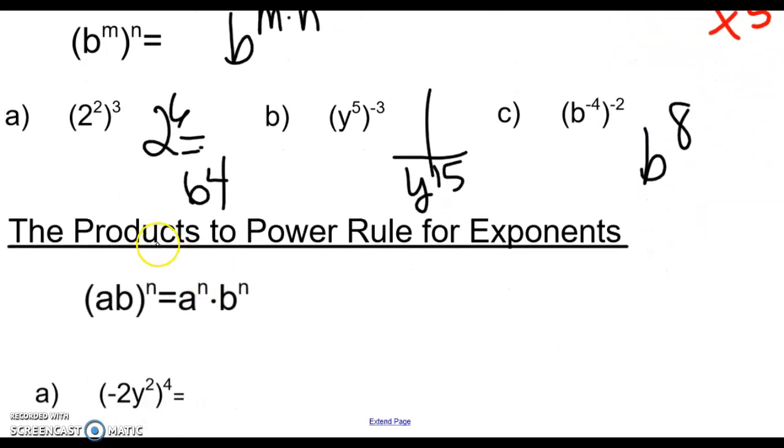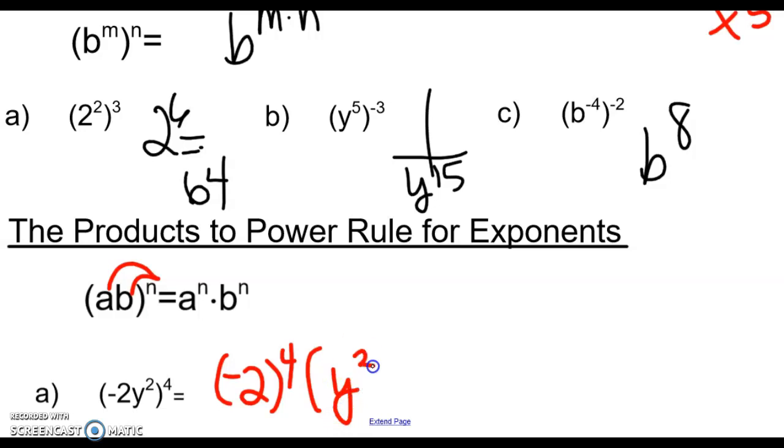So the product to a power rule just says, oh, this one. Hey, look. On this, it distributes to all the pieces. So do you see how you've got negative 2y squared in parentheses? That means you break it down and do negative 2 to the 4th and y squared to the 4th. So it distributes in. Negative 2 to the 4th: negative 2 times negative 2 times negative 2 times negative 2 gives me positive 16 y to the 8th.